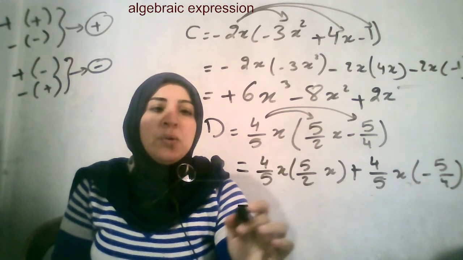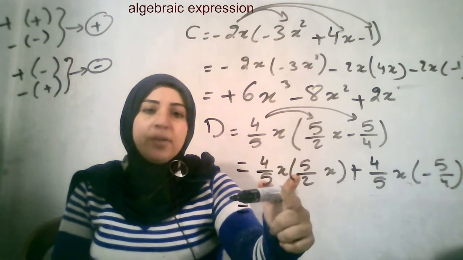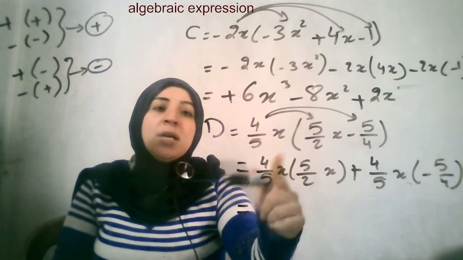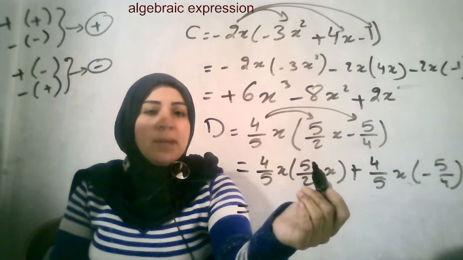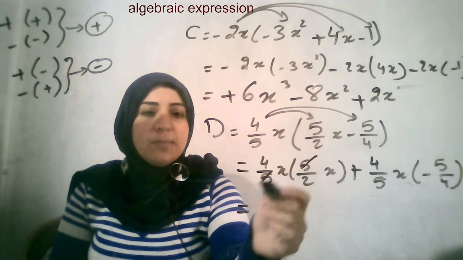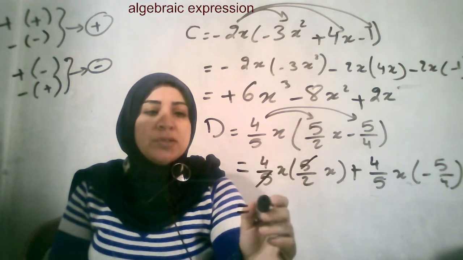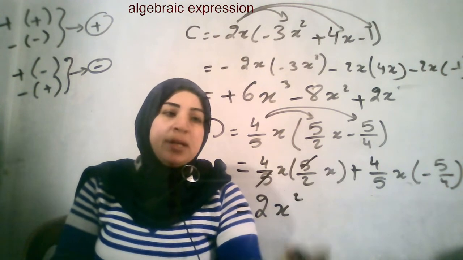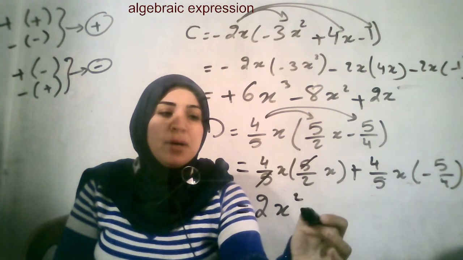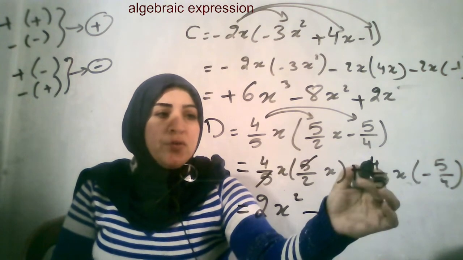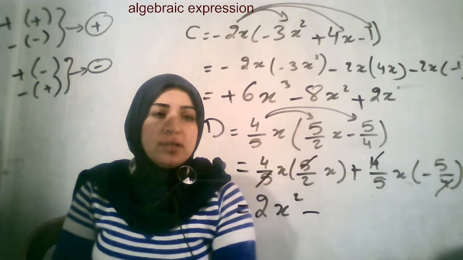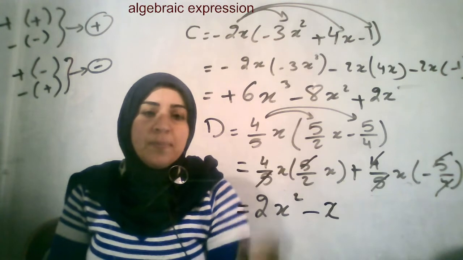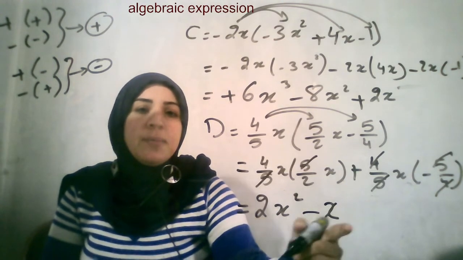Okay, here we have a fraction multiplied by another fraction, so we'll multiply the numerators by each other and the denominators by each other. Here I can simply say that we are multiplying by 5 then dividing by 5, so we can simplify it directly. We still have 4 over 2, which is 2, and x times x, which is x squared. Now here we have plus multiplied by minus, which is minus. 4 over 4, we can simplify them, and 5 over 5 is 1, so the rest is 1. The answer is 2x squared minus x.